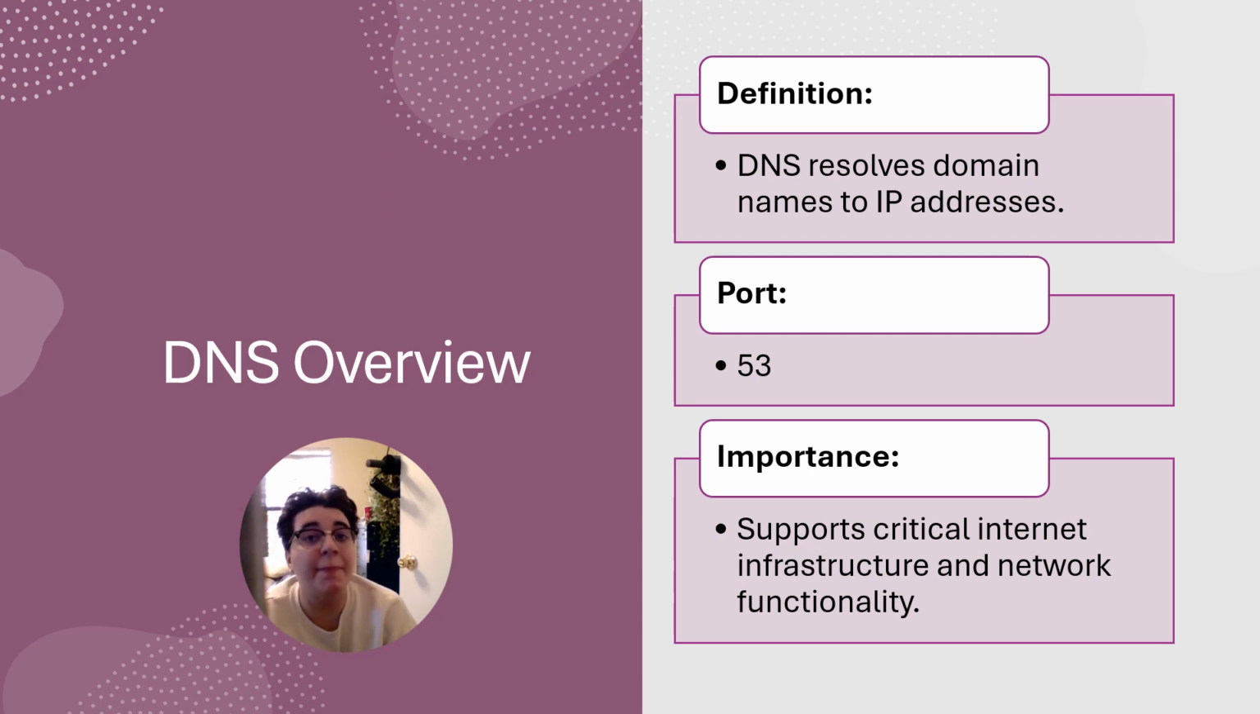DNS stands for Domain Name System. It acts as the Internet's directory, translating human-readable domain names into IP addresses that computers understand. DNS typically uses port 53 for both TCP and UDP traffic. A compromised DNS server can result in significant security risks, such as redirecting users to fake websites. That's why hardening DNS services is critical. But first, let's go over how to configure DNS on a Windows server.